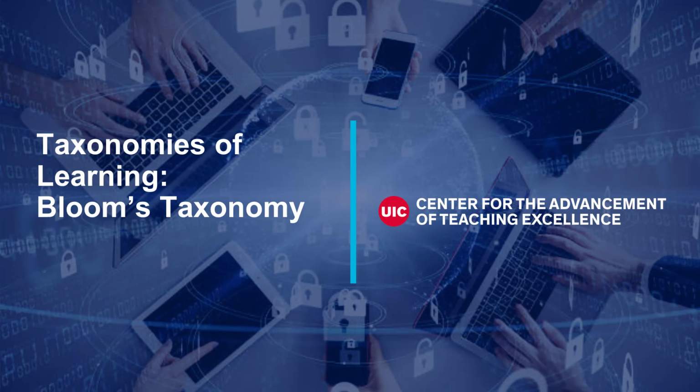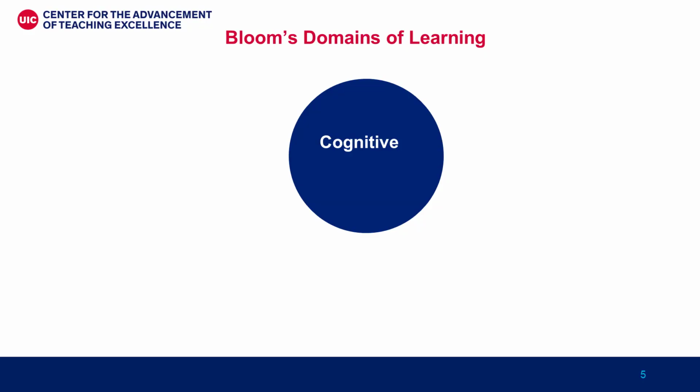Bloom's taxonomy of educational objectives, which is usually shortened to Bloom's taxonomy, is a framework for classifying learning objectives. Bloom identified 3 domains of educational activities or learning. These include the cognitive domain, which is focused on intellectual skills such as critical thinking, problem solving, and creating a knowledge base. It was the first domain created by Bloom and his team.